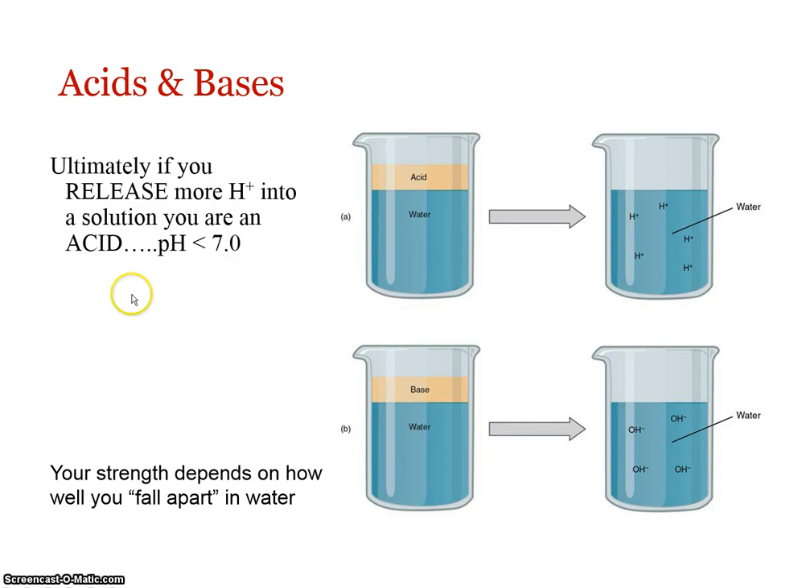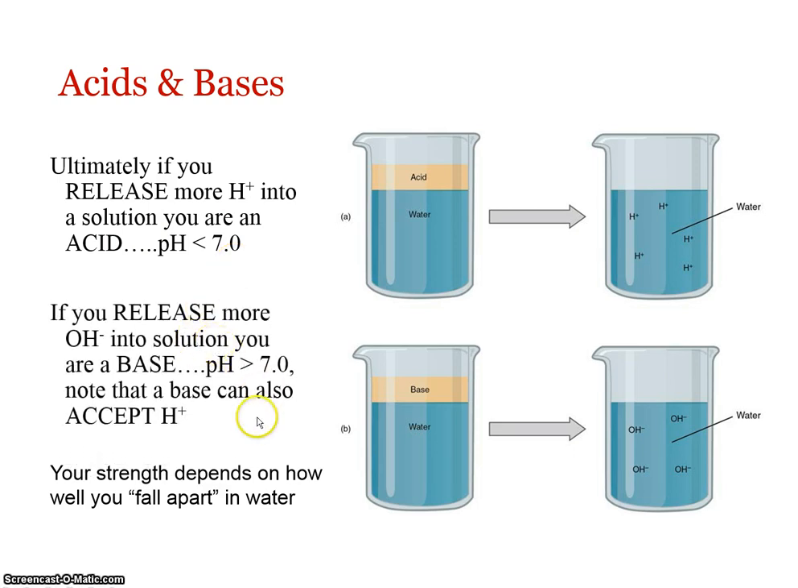So here, if you release more hydrogen into solution, you are ultimately an acid, and your pH is less than 7. If you release more hydroxyls into the solution, you are a base, and your pH is greater than 7. And that's because a base can also accept hydrogens. The strength just depends on how well that compound falls apart in water.